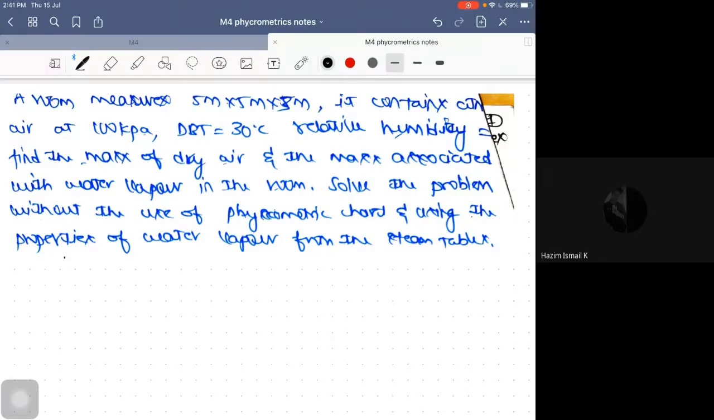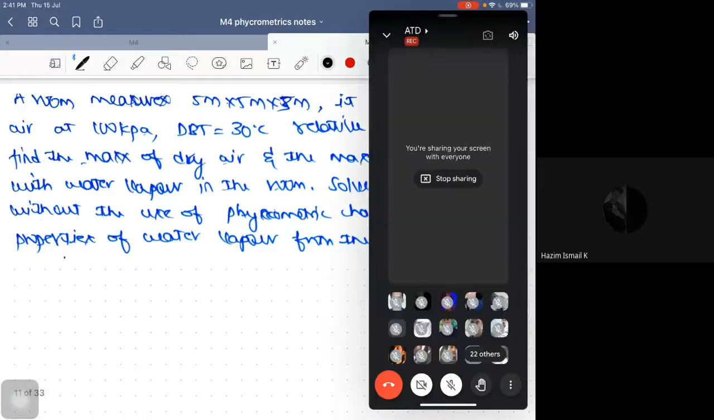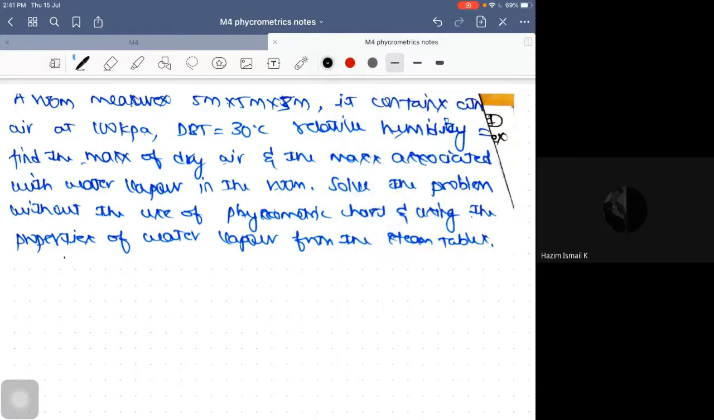So what's the value of relative humidity? 30%. Okay, I'll just note it down. It is 30%.